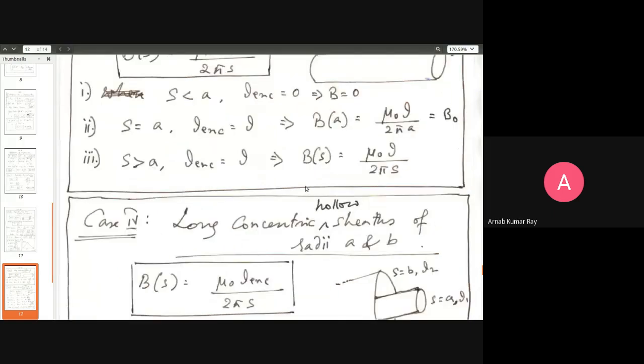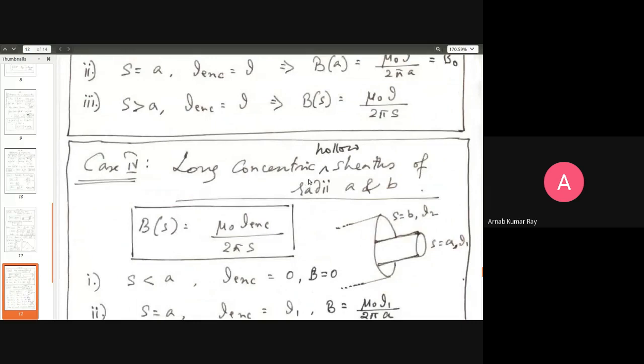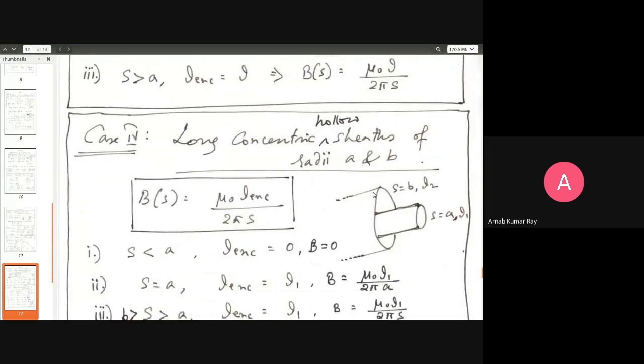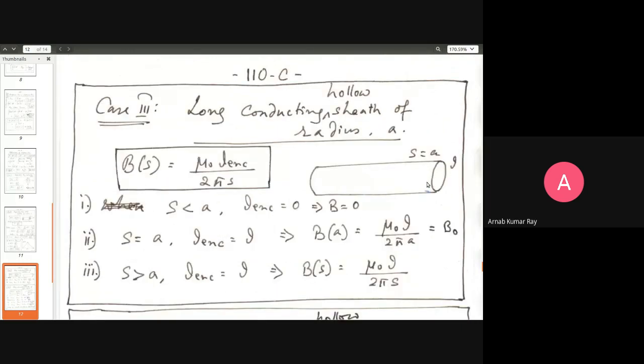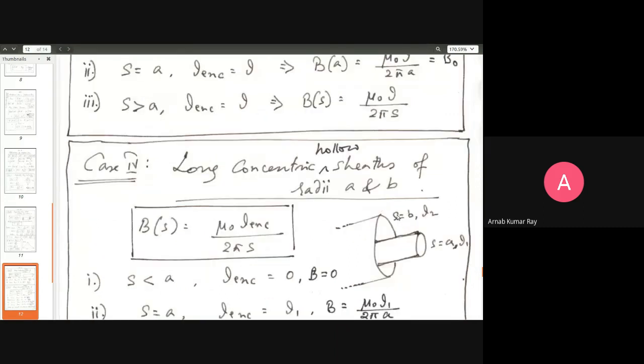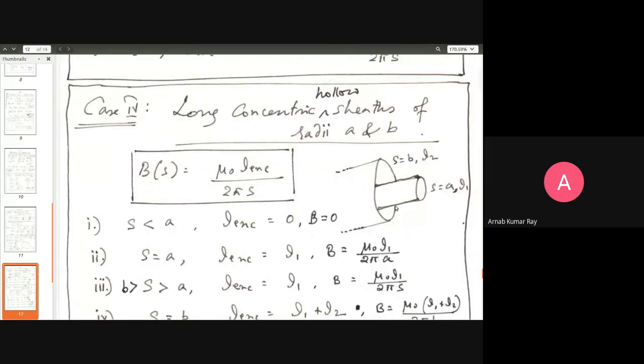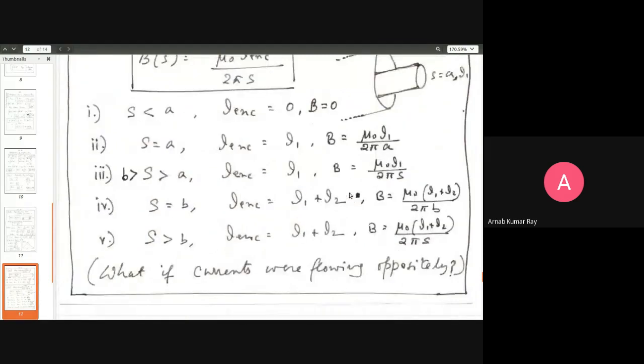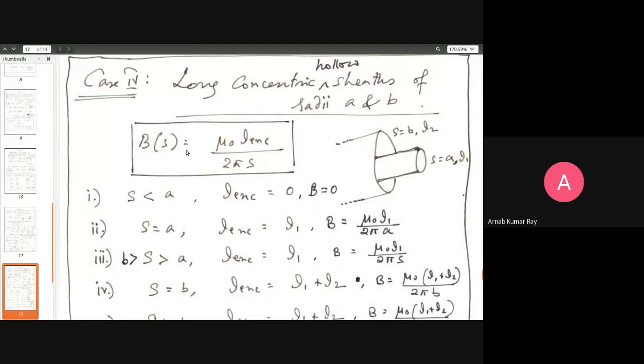And the fourth case is just two long conducting hollow sheaths of radii A and B. So here you have just had one hollow tube, a copper tube. Here you have two copper tubes. I can expect you to work this thing out by yourself. I'll just briefly touch upon it. There's nothing really to work on over here. This is the standard formula: B of S is equal to mu naught I enclosed by 2 pi S. And now you just look at what you have over here. You have an inner tube whose radius is A, S is equal to A, and the current flowing along that tube is I1.